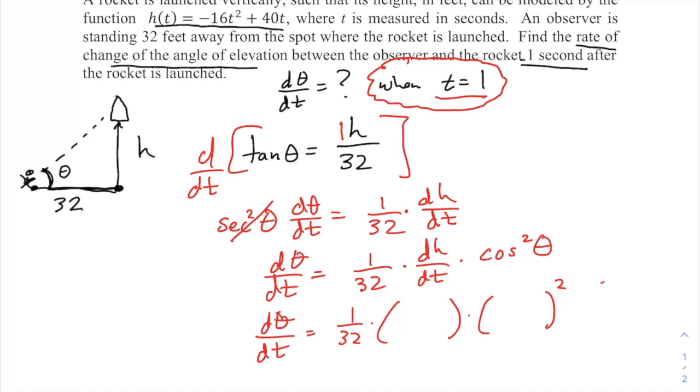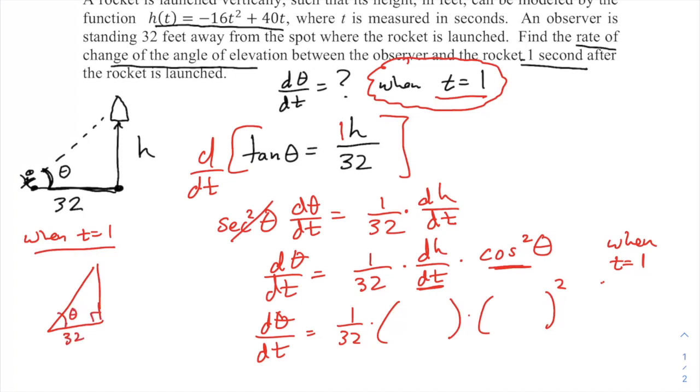That's what I need to know. All of these quantities here, dh dt, cosine squared of theta, now that we're in the derivative, they refer to these instantaneous moments. We're referring to when t equals 1, what are these values? So this is where you've got to imagine this triangle, when t is equal to 1. Certainly that 32 is not changing. But what would the height be at 1 second? After 1 second, I've got some things to find.